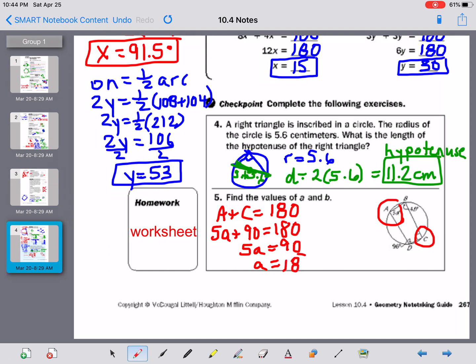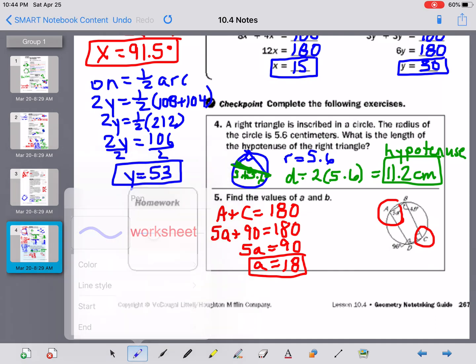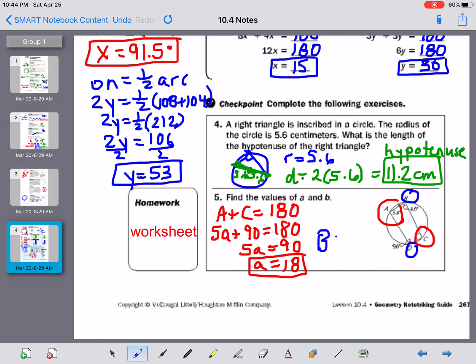All right, trying to solve for B here. Same picture, but obviously we're working with a different set of angles. So now I'm working with B and D. They are opposite of each other, so B plus D has to equal 180. B has a measure of 4B, and hopefully we can tell it's a B and not a 6. And D down there is 96. And we do know that's a D, right? Equals 180. Subtract the 96, and 4B equals 84. Divide by 4, and B equals 21.